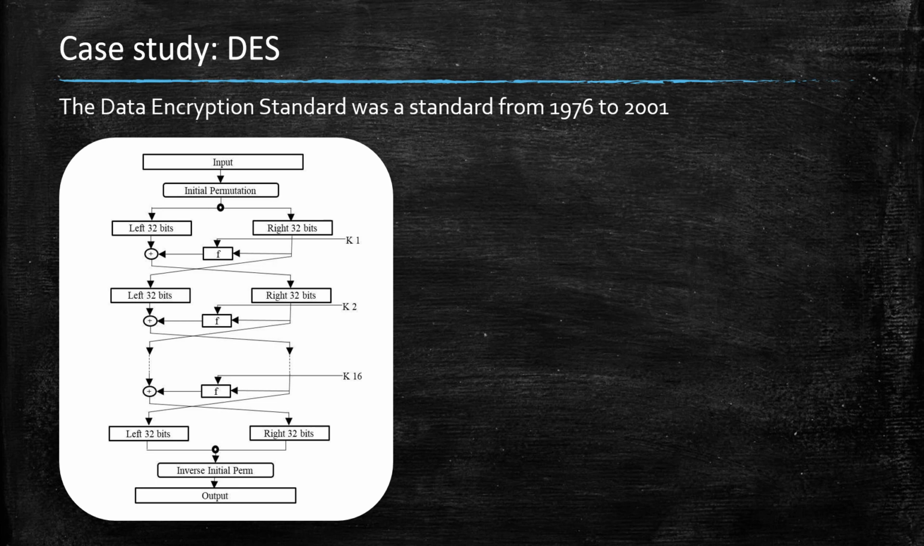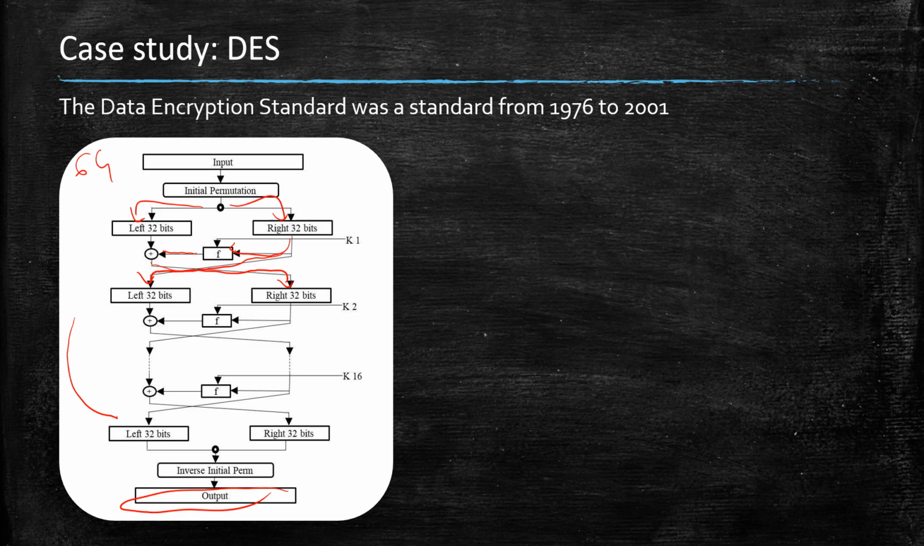So the input has 64 bits, and then it gets permuted by a public permutation and then divided up between two halves, and one of the halves goes into what's called a Feistel function, and the output of that gets XORed with the first half, and then things get swapped. So the left hand side goes to the right hand side, and so on and so forth, and you repeat 16 times until a final permutation, and that's the output.